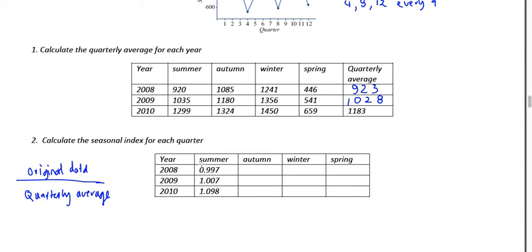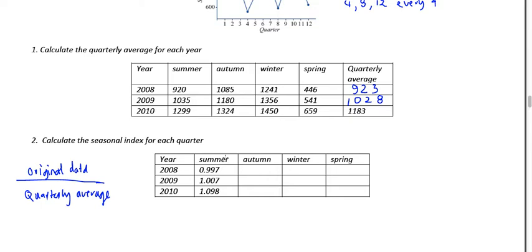So for summer, this first one, that would have been 920 divided by 923. And that gives me 0.997. You can see it's just below 1 because it's just below the average. For 2009, 1035 divided by 1028. You'll see it's just above 1 because 1035 is just above 1028. And that final one we've already calculated. That's the one that we did in the first example.